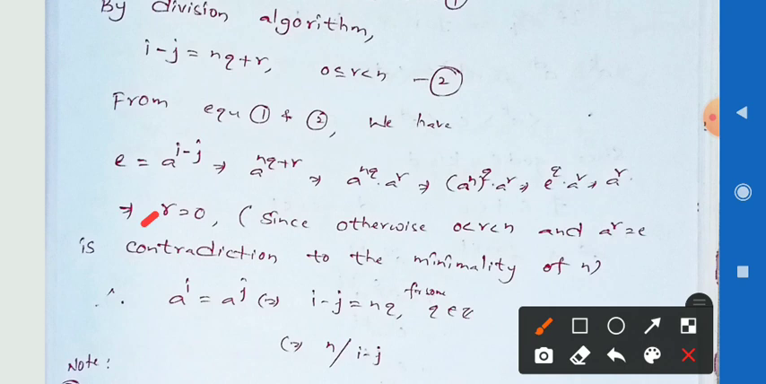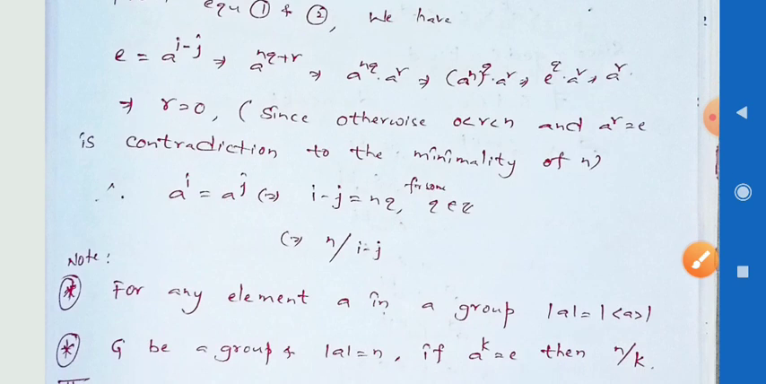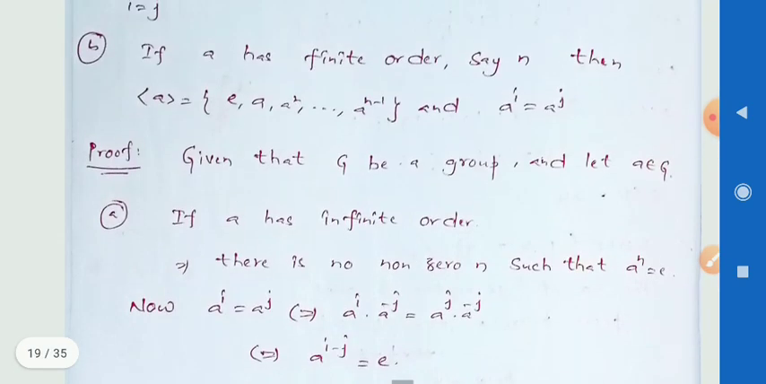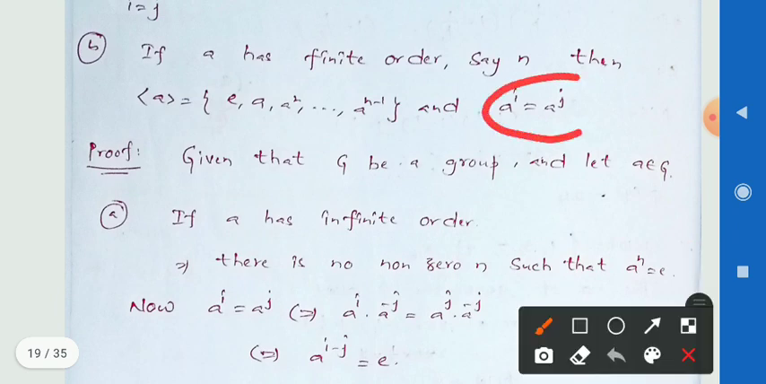Therefore a^i = a^j means i - j is equal to nq, where the condition is r equal to 0, substituted as 0. Then we can say that n divides i - j. Therefore, if a has finite order, we can say that a^i = a^j if and only if n divides i - j.